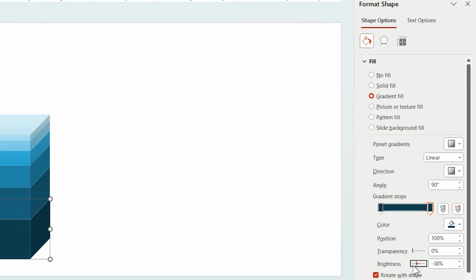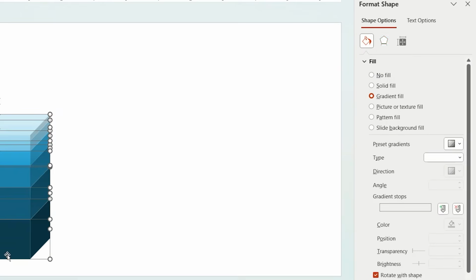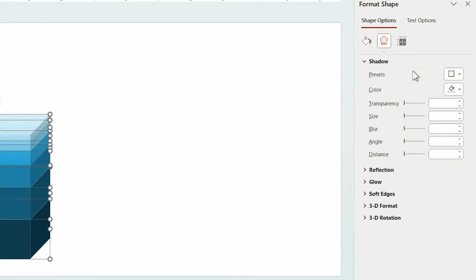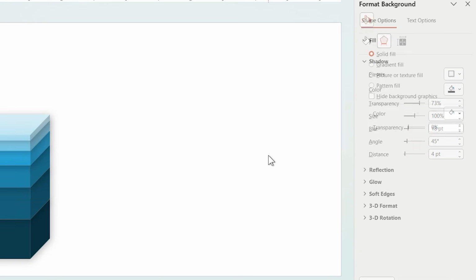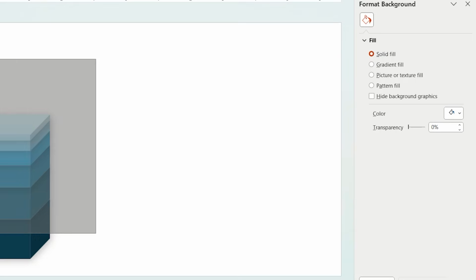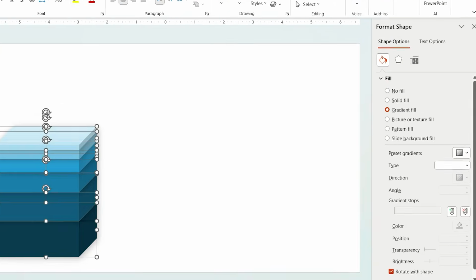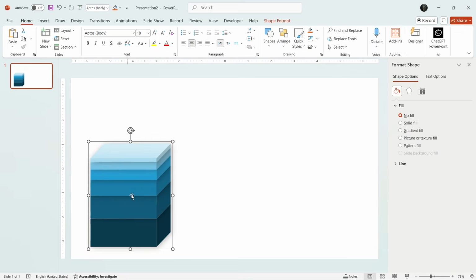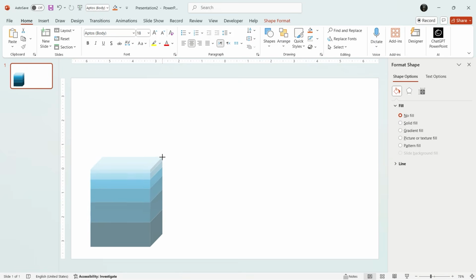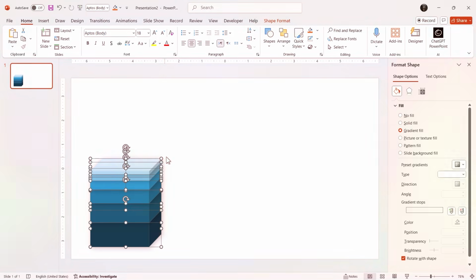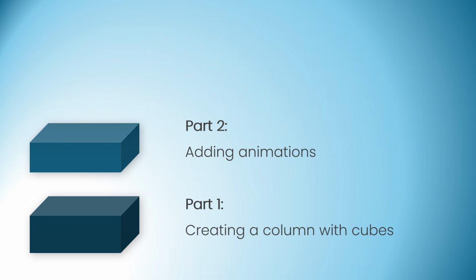Now select all the cubes and from the Effect tab, choose Shadow, then increase blur, transparency, and distance. After that, you can group them using Ctrl+G to easily resize them. And then ungroup them by simply pressing Ctrl+Shift and G. Now your column is ready, let's jump to the next part.